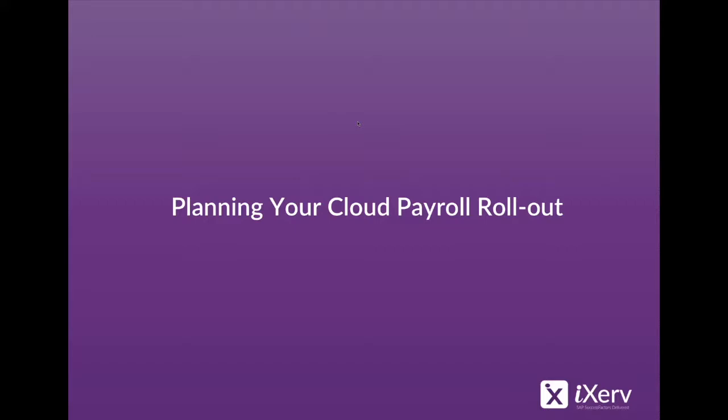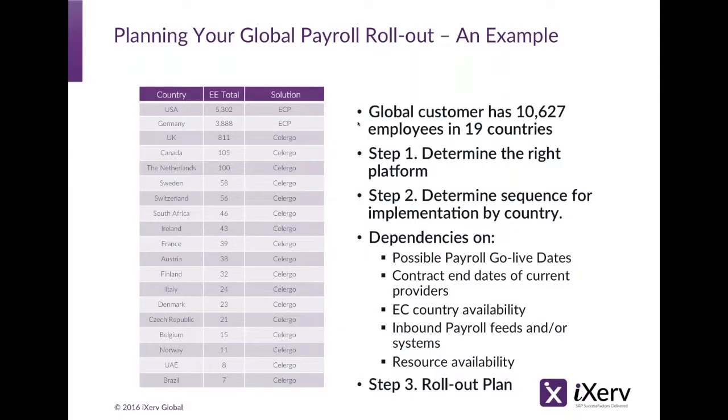Okay. Now, one of the things that people struggle with is, how do I really plan this global payroll rollout? There's a couple of things that you need to do. I took an example here of a client we recently talked to, and you see they have 19 countries. Two countries are quite large, the US and Germany. The US, a great candidate for ECP, 5,302 employees. Germany, same way. But then you see after that, the employee numbers drop off quite sharply, all the way down to 7. Not really a return on investment if you want to implement ECP.